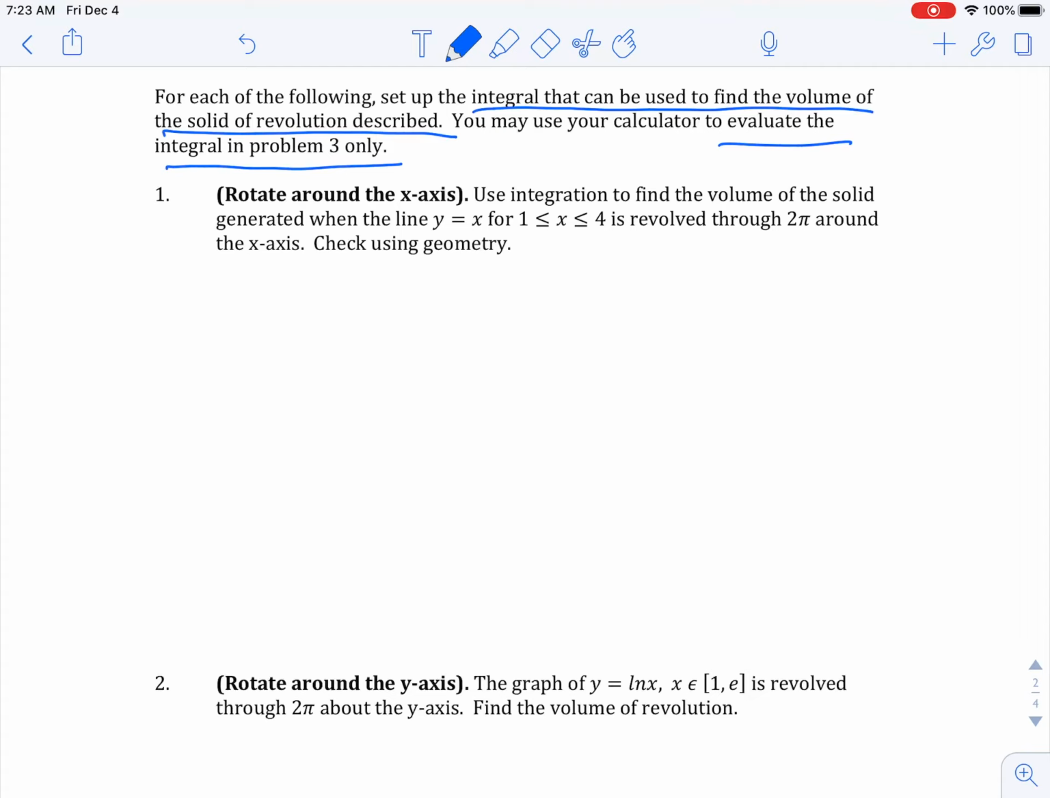Okay, so problem number 1 says we're going to use integration to find the volume of the solid generated when the line y equals x for x between 1 and 4 is revolved through 2 pi. So what that means is we're going to take this piece of the graph and we're going to rotate it 2 pi, meaning a full circular rotation around the x-axis. All right, so let's draw a graph of this first, figure out what's going on.